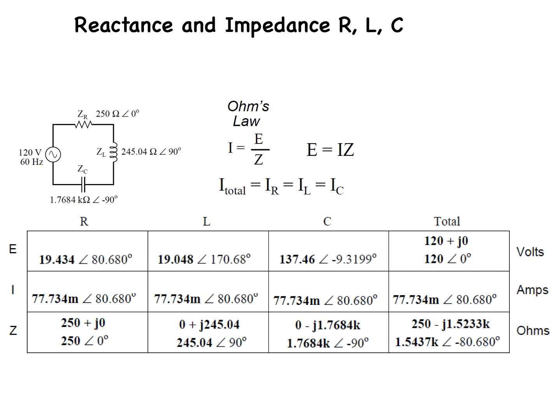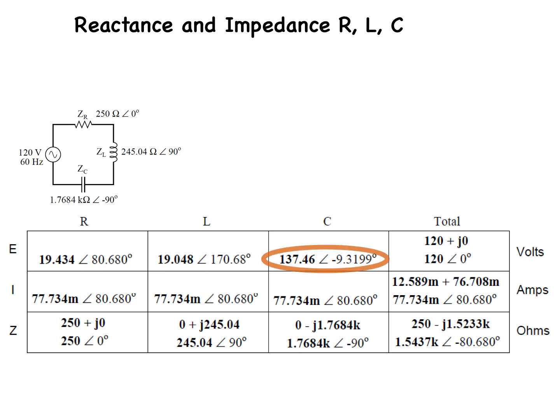But because we're doing a multiplication, this time we're going to still use the polar notation. So if we fill in those boxes, we will get the voltage drop on the resistor is 19.434 at 80.680 degrees. For the inductor, it's 19.048 at 170.68 degrees. And for the capacitance, it's 137.46 at minus 9.3199.